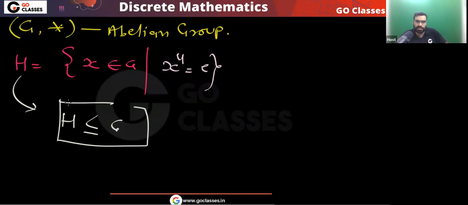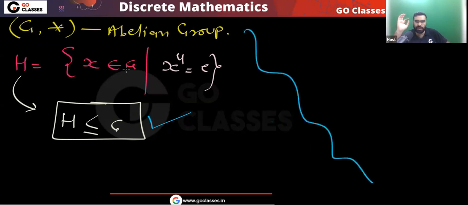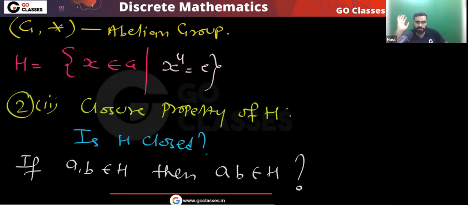Please tell me, did you understand the complete explanation? Is this clear? Crystal clear? Okay. In a very detailed way, step by step, I have told you every point and what is happening. So finally, I can say H is a subgroup of G. Very simple.